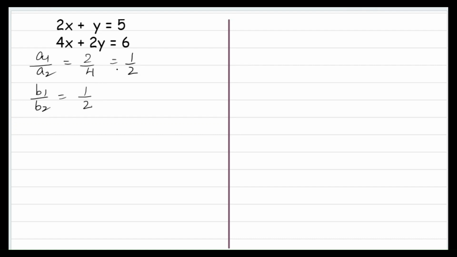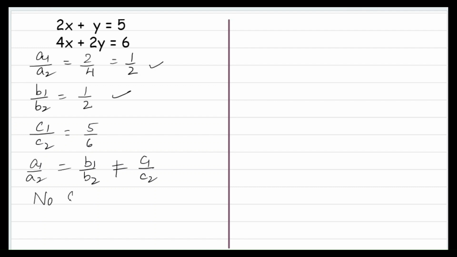So in this case, let's compare the third ratio as well, C1 over C2. C1 over C2 is the ratio of the constant terms. What are those? They are 5 over 6. So what do I get? A1 over A2 is certainly equal to B1 over B2, but it is not equal to C1 over C2. These two are equal, but they are not equal to this 5 over 6. In such a case, the given linear system has no solution.